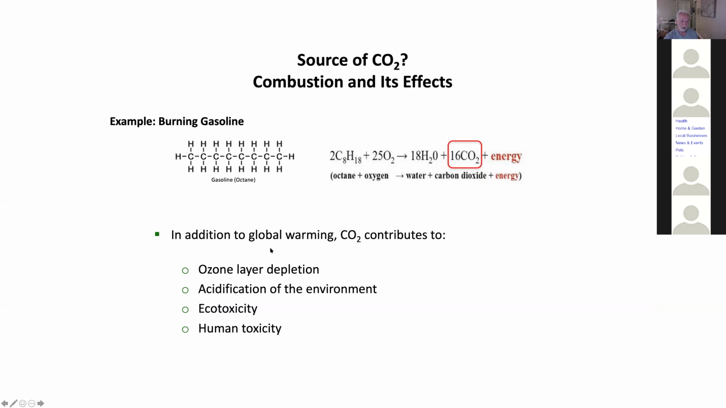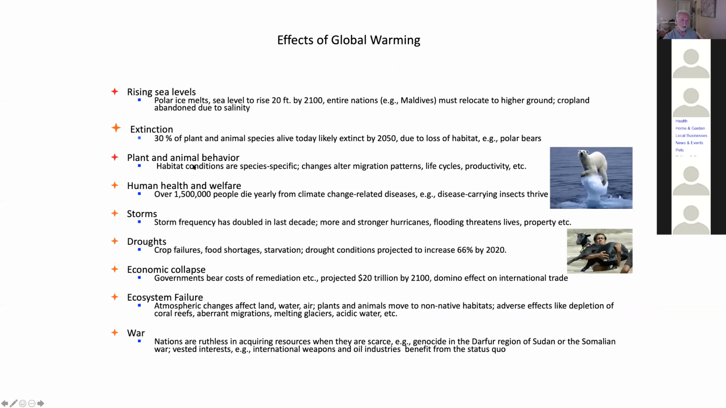In addition to global warming, CO2 contributes to ozone layer depletion. The ozone layer helps protect us from the damaging radiation from the sun. It also contributes to acidification of the environment, ecotoxicity, and human toxicity. The effects of global warming, you're all aware of these things.